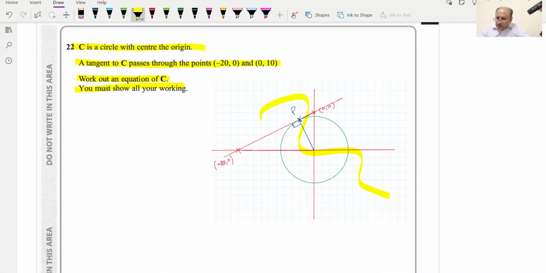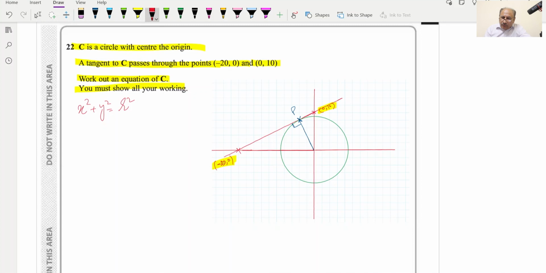This diagram is not part of the question paper. You can see this green circle which is touching the line at point P, and the line I have drawn is the tangent line, passing through (0, 10) and (-20, 0). These are the two points, the x-intercept and y-intercept. Now we know the circle equation is x squared plus y squared equals r squared, which we'll be utilizing, and we require the r value, which is from the center to point P.